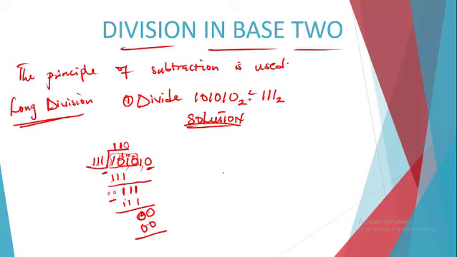So it means invariably that when 111 divides 101010, our answer is equal to what? 110. So 101010 divided by 111 is equal to 110 base 2.